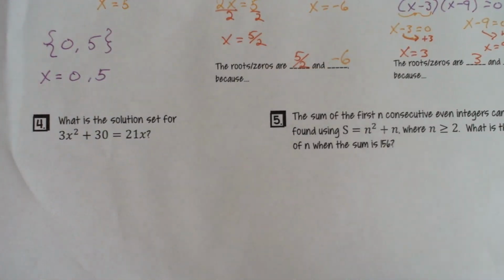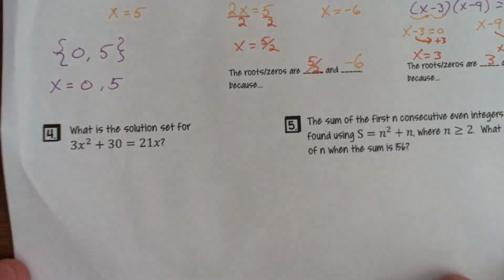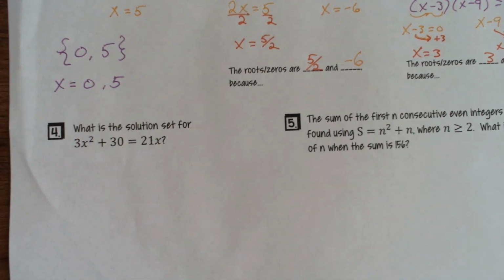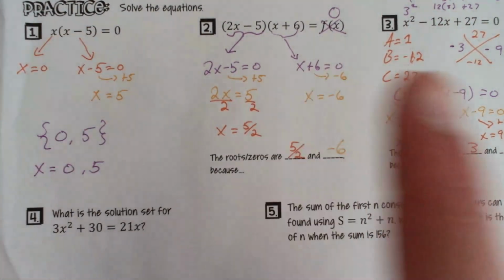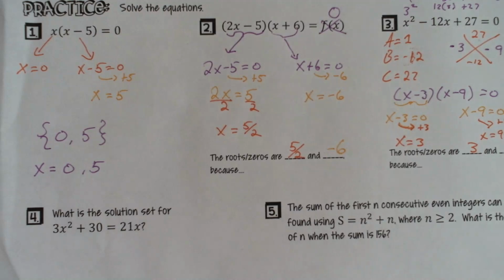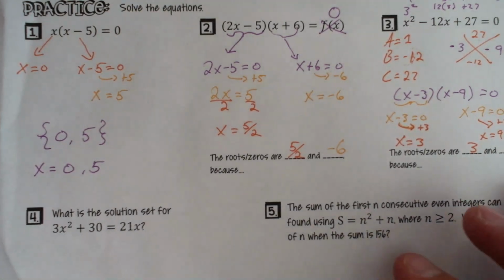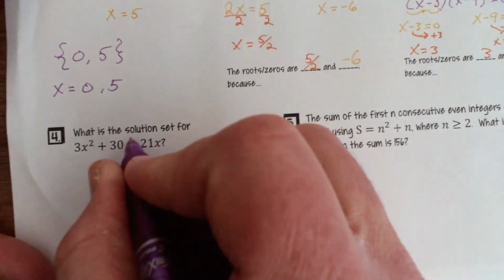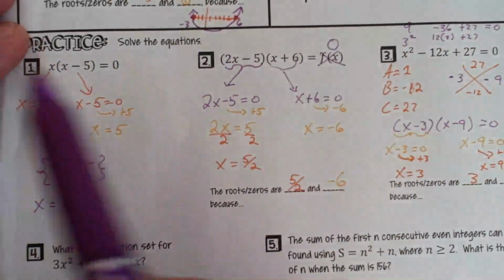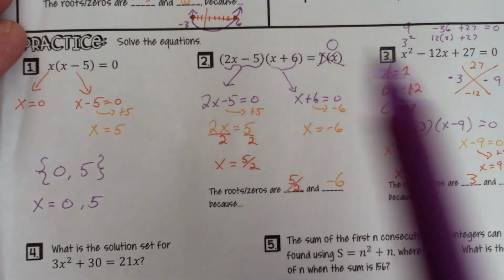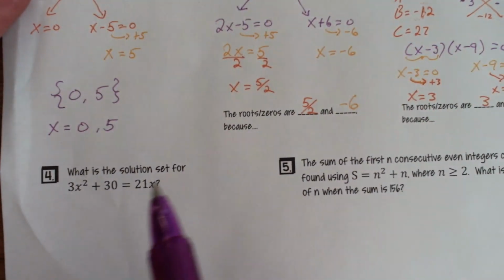Now, I want to look at problem number 4 and problem number 5. First, if we look at problem number 4, it says, what is the solution set for 3x squared plus 30 equals 21x? So the first question we have to ask is, what's different about problem number 4 compared to all the other problems that started before it? The first and obvious thing that you should have recognized is that this is not set equal to 0. So I need to set it equal to 0. It's also not in standard form, so we can't factor it. So it's not in standard form. It's not in factored form. So we need to get it there.